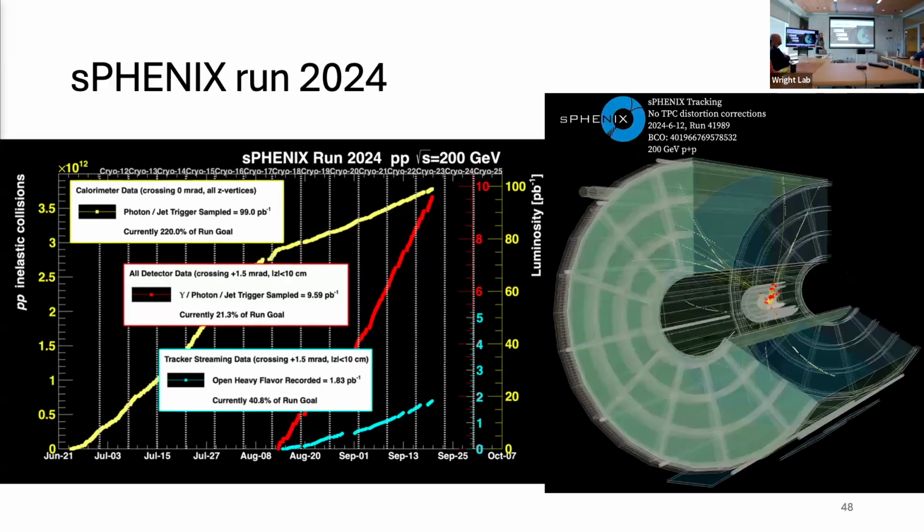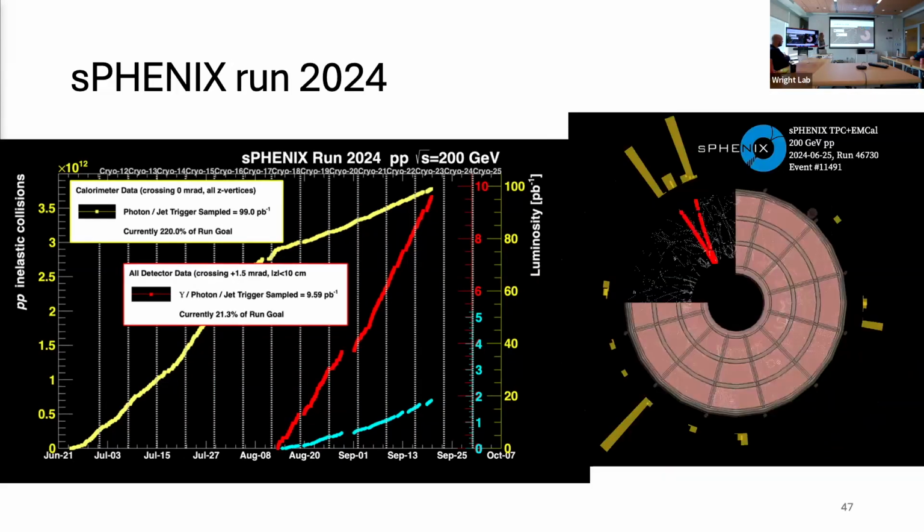And then finally, because the tracking systems have the ability to take data in streaming mode, we were able to play catch up a little bit with the tracking systems by just streaming a lot of the data. The streaming data doesn't include the calorimeter information, but if you just need tracking information, we actually got a good amount of that coming from the streaming. And so this is really key for open heavy flavor measurements.